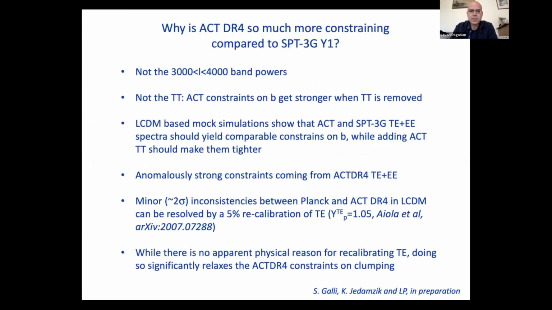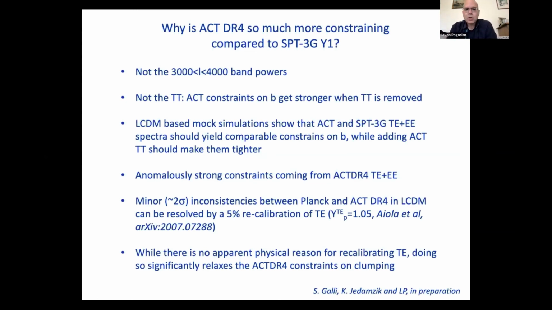If you look at the differences between the data, ACT has band powers, C_ells, out to 4,000, while SPT only has them until 3,000. So you could ask, is it that? The answer is no. You can cut that part of ACT and constraints stay exactly the same. You could also assume maybe it's TT because ACT has TT, but SPT does not. That's not it either. If you remove TT, actually constraints on B get weaker. So TT actually prefers clumping, while it's basically the TE and EE that is constraining.